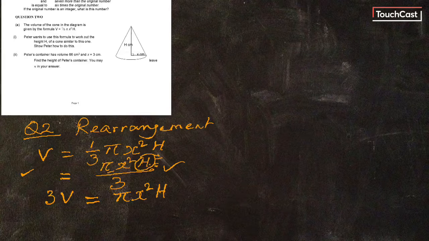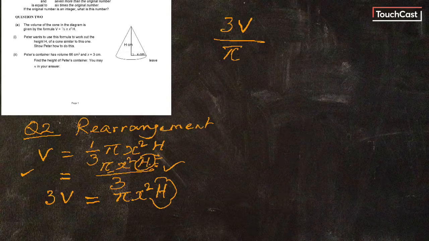Now, remember, this is anchored. We are not going to touch it. Pi is multiplied with h. So if I shift pi to the left-hand side of equal sign, it'll be 3 times v over pi. That means I divided 3v by pi, and that will give me x squared times h.